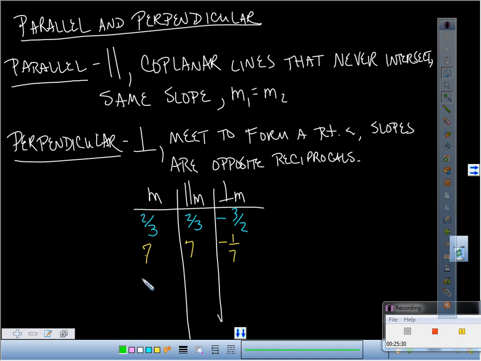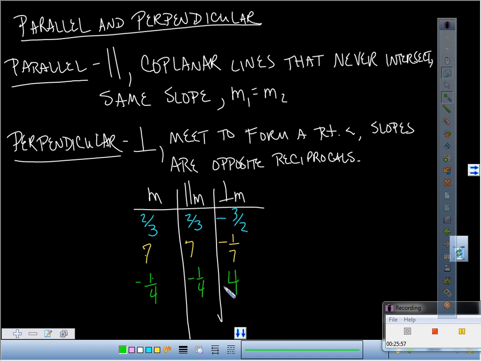All right. What if I tell you the slope was -4? -1/4. Okay? What's the parallel slope? What's the perpendicular slope? Very good. Okay, so you can do that, right?